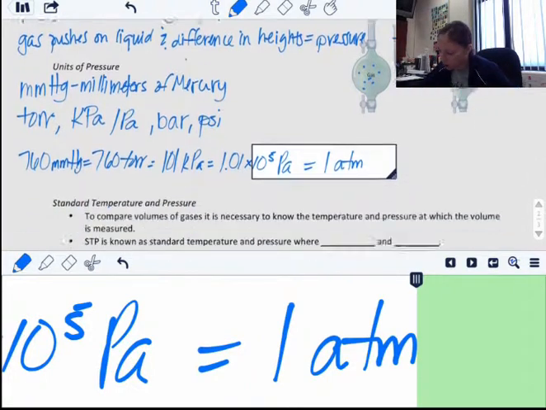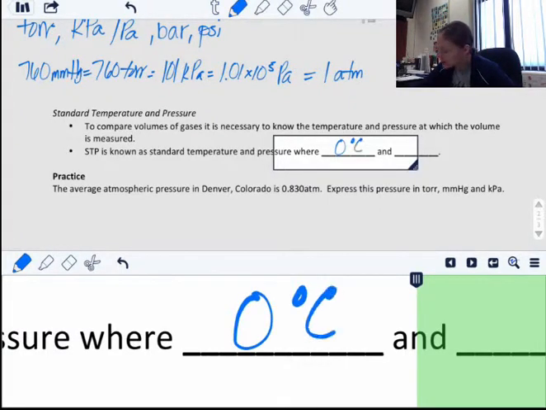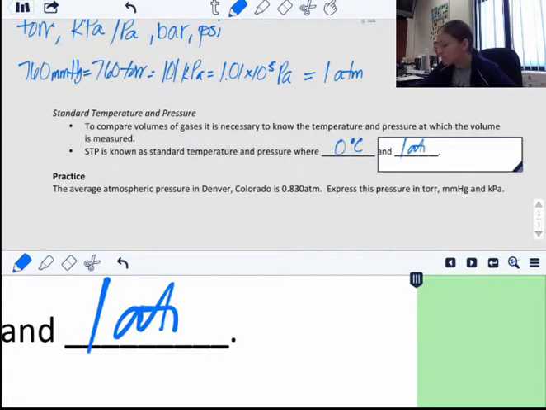The last thing we're going to look at here, other than a simple problem, is that to compare volumes of gases throughout the year, I have to know the temperature and pressure at which your volume is measured, because as we'll look at later on in the year, volume changes based on temperature and pressure. So we look at what's called STP, which is standard temperature and pressure, and that's 0 degrees Celsius and 1 atmosphere. We tend to look at gases as all being at STP if we want to compare them, and that's 1 atmosphere and 0 degrees Celsius.